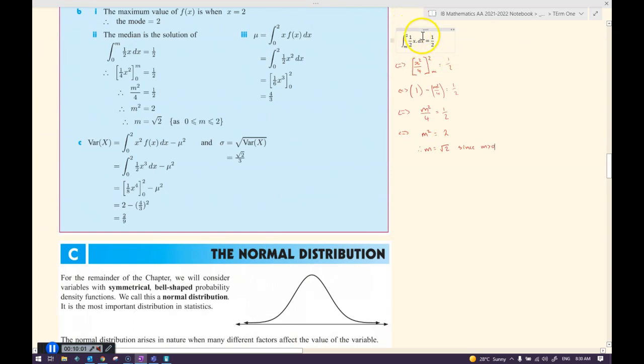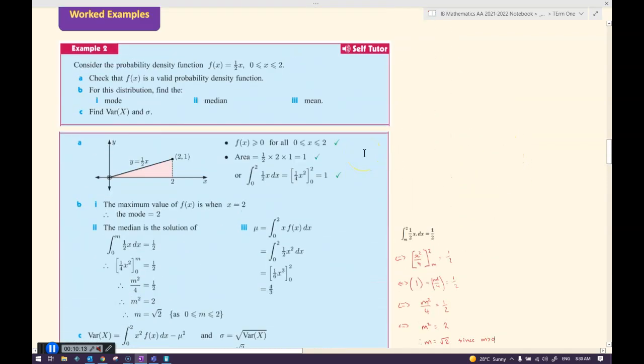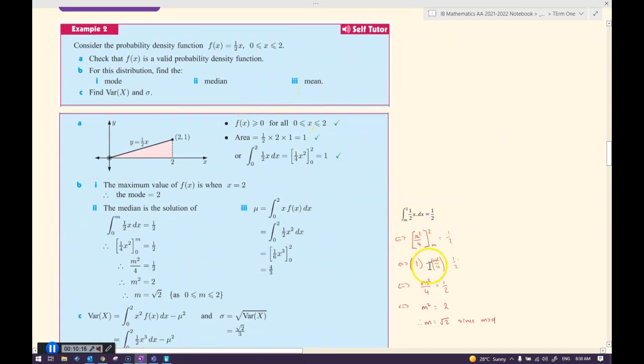So I've gone ahead and done the working. The integral between m and 2 of half x dx equals a half, because it doesn't matter whether I say the first half or the second half, the area is still 1/2. I work out the calculation, and again I've got m squared equals 2, so m equals root 2, because m was greater than 0.